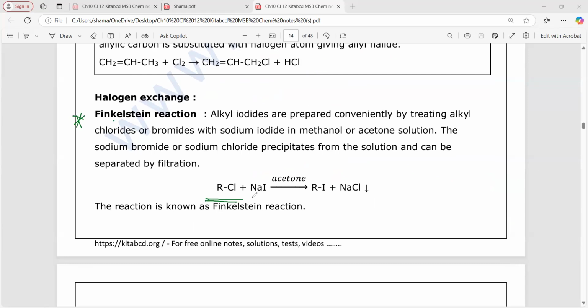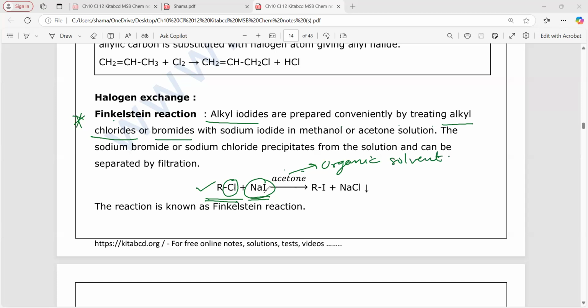Alkyl halide is treated with sodium iodide. Which alkyl halide? Chlorides and bromides only, especially, we are using here. Alkyl iodides are prepared conveniently by treating an alkyl chloride or bromide with sodium iodide. So this is sodium iodide, and this will be alkyl chloride. This reaction takes place in the presence of acetone, which is an organic solvent.